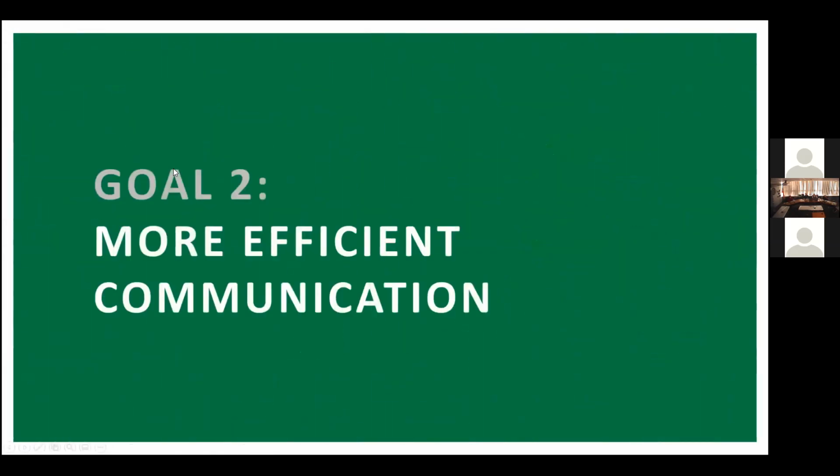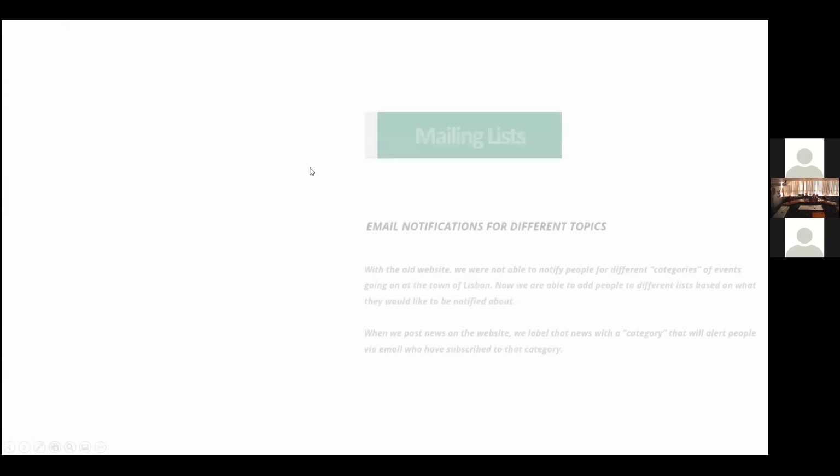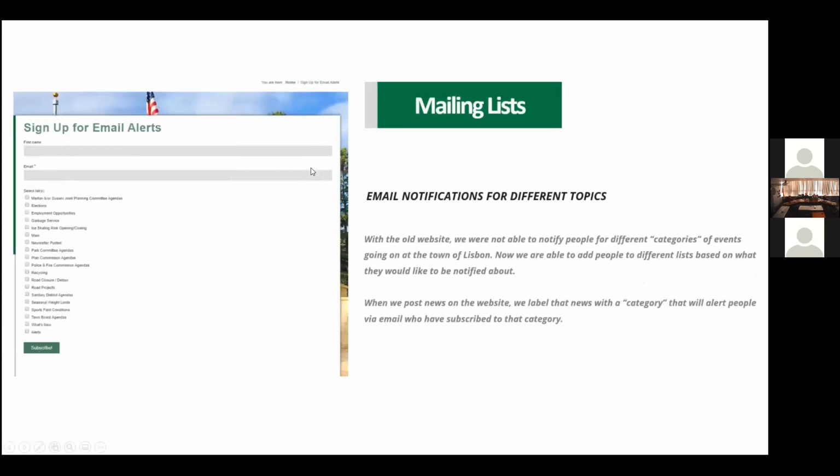Goal number 2 was more efficient communication between the staff and the people who are reading through the website. The first thing that we did was modify our mailing lists. Instead of having one big newsletter blast that people receive regardless of whether they're interested, if they only want to see park committee agendas but they're also getting ice skating rink opening and closing notifications, they're more likely to unsubscribe or just put things into junk.